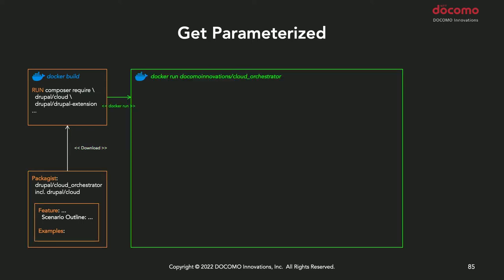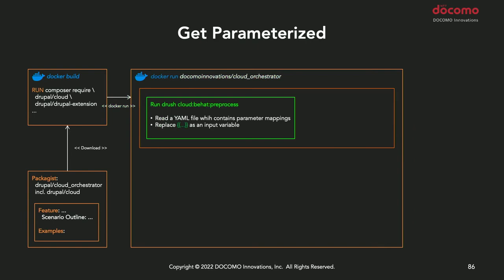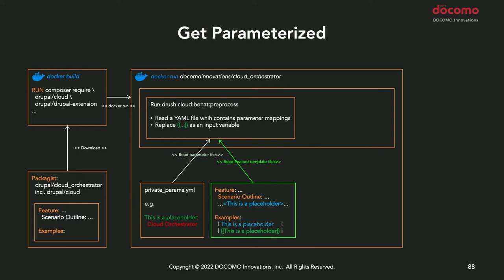So we run the Docker container, and it runs the templating preprocessor by Drush command. First, it reads YAML files, which contain parameter mappings that we store on our local file system, such as a credential and a secret. So this private file, like in this example, private_params.yaml, includes the credential. We separated the secret and the credential onto our local file system.